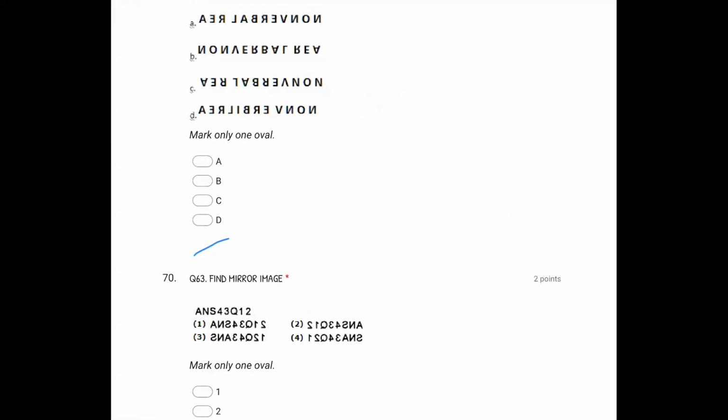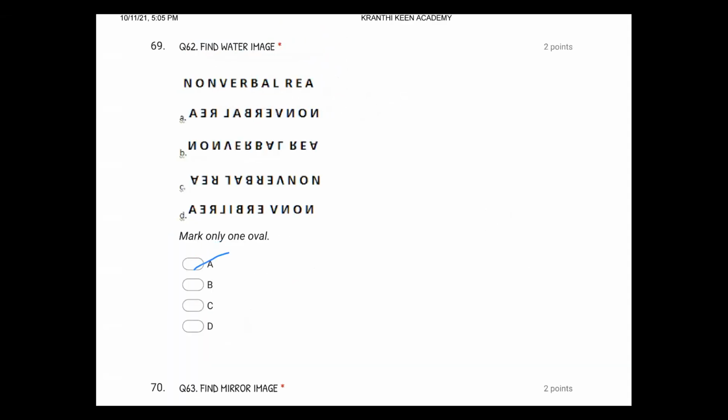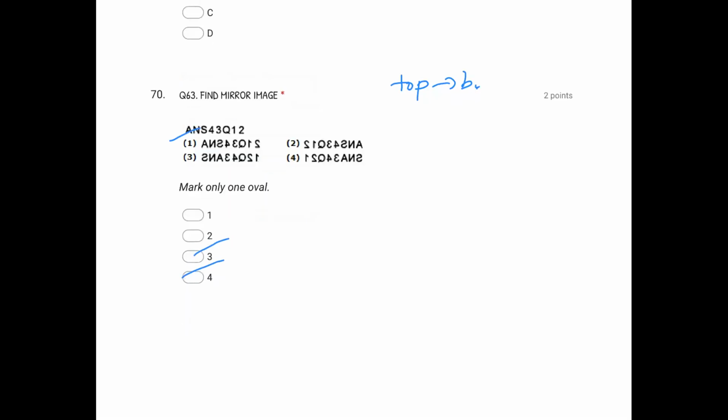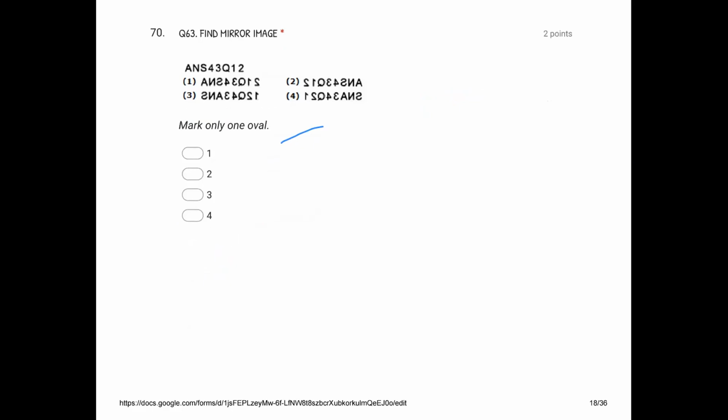Next question, 62. Here also it is water image. Water image is equal to top goes to bottom, bottom goes to top. If you observe here, the answer is B. Next, here also find the mirror image. Mirror image means top goes to bottom, means first here 2 you will get like that, means the option is 2 only. Then no need to find all, because in the one option we can easily find.